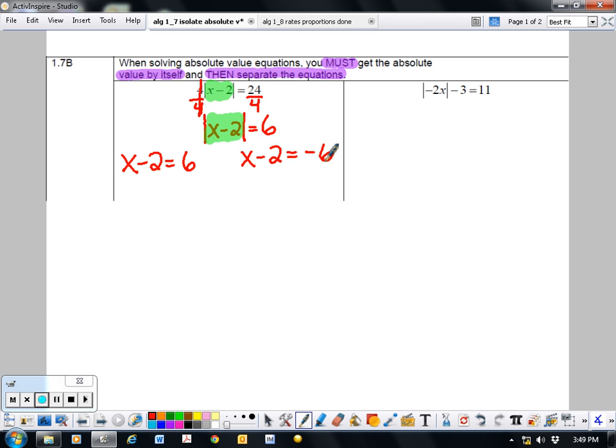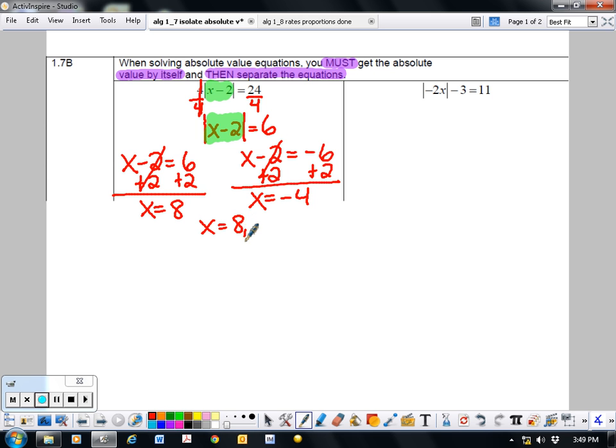So here, now we're just going to go ahead and solve our two equations. We add 2 on both sides. So my first solution is x equals 8. I add 2 on both sides. Now remember, because that's a negative 6, we're going to get a different number. So negative 6 plus 2 gives me negative 4. And those are my two solutions.